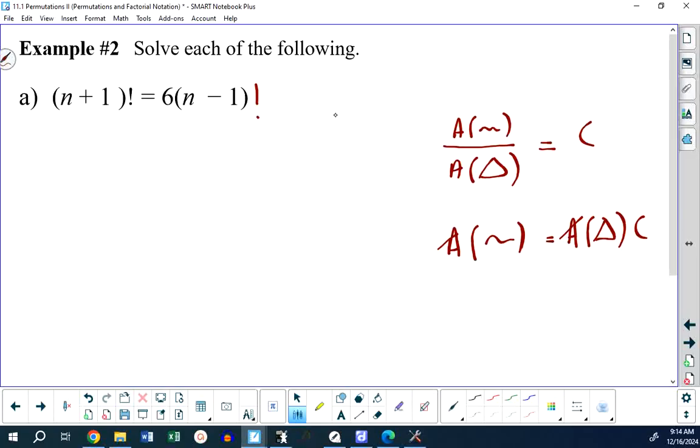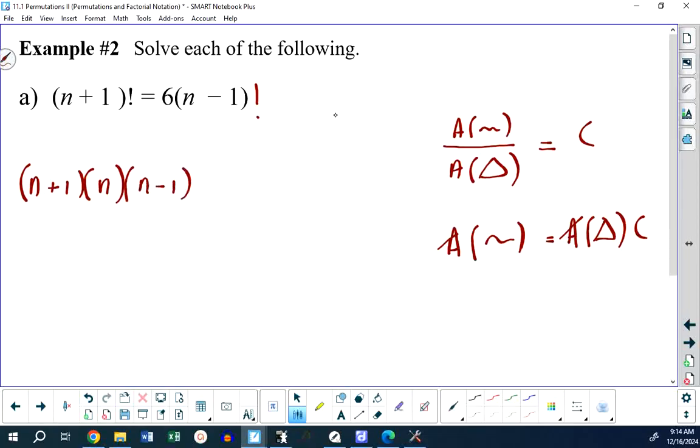So when you look at these two factorials, n plus 1 factorial and n minus 1 factorial, n minus 1 is smaller than n plus 1. So we're going to expand the larger factorial. On the left-hand side, this is n plus 1 times n. And I'll just ask the question. How many of you see on the left-hand side it's n plus 1 times n minus 1 factorial? If you don't, I'll write it down.